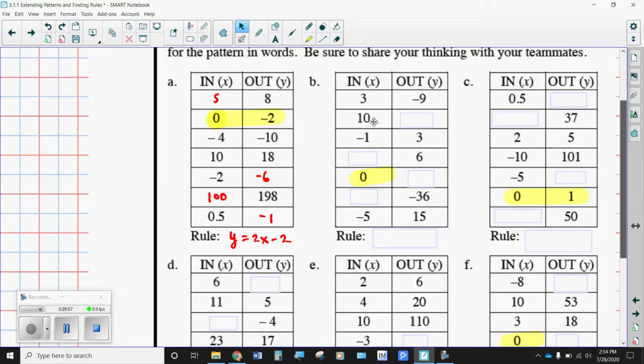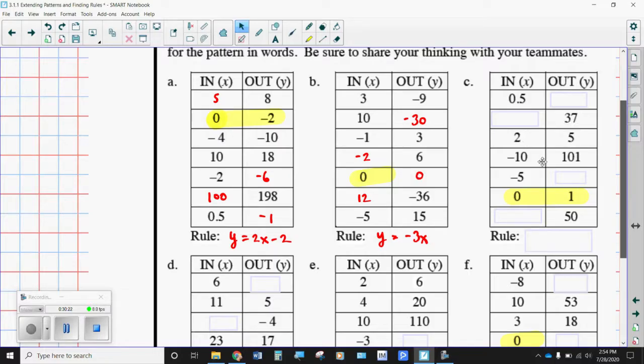For B, that one looks pretty straightforward. I think we're multiplying times negative 3 based on these two. Is that what it is? y equals negative 3 times x? Yes, it is. So we've got negative 30, negative 2, 0, 12 should be that one. Yes.